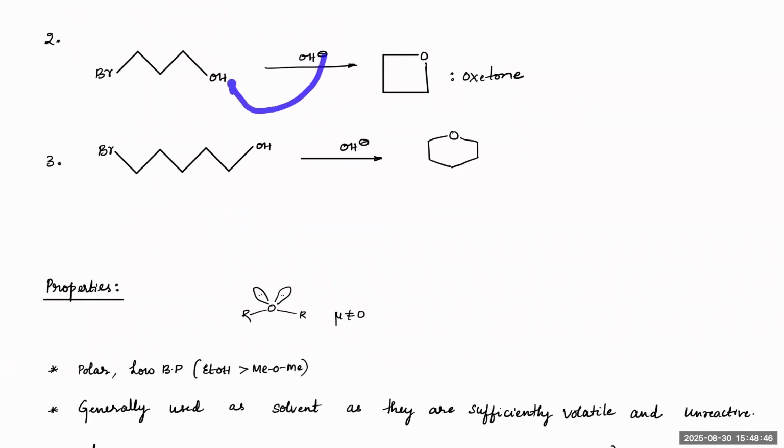In the same way, OH minus can take H plus from here, O minus can attack and remove here. You'll get oxetane or oxolane.